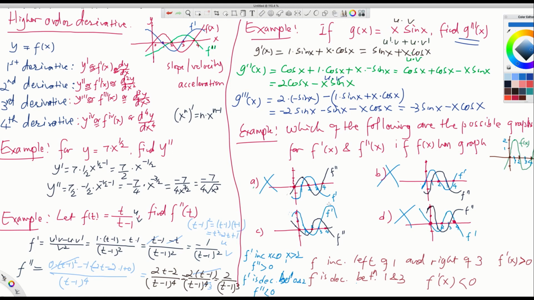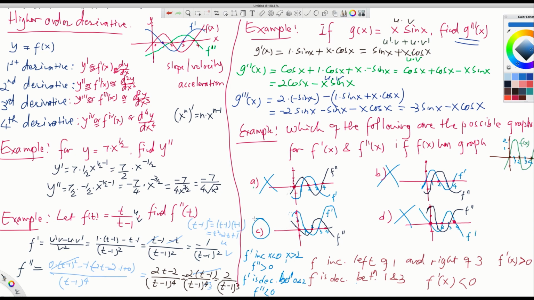And then after 4 it is decreasing. After 4 the first derivative is decreasing, while between 2 and 4 f prime is increasing. So the graph of f double prime is above the x-axis between 2 and 4. And after 4 f prime is decreasing, meaning the second derivative graph must be below the x-axis. So this is the correct graph. So this is the right answer.